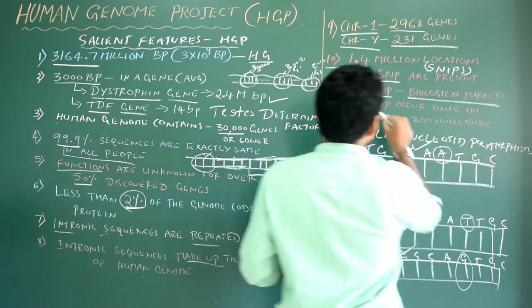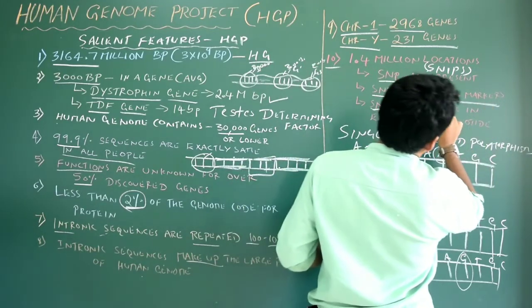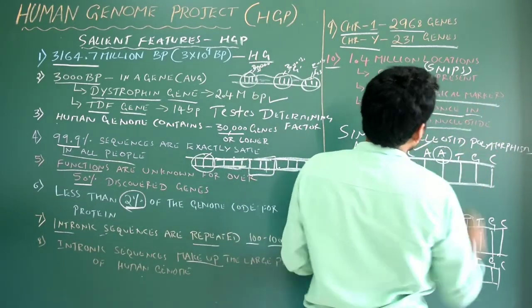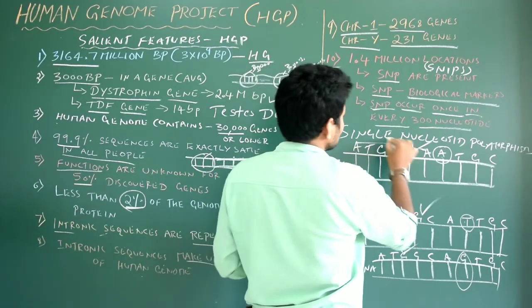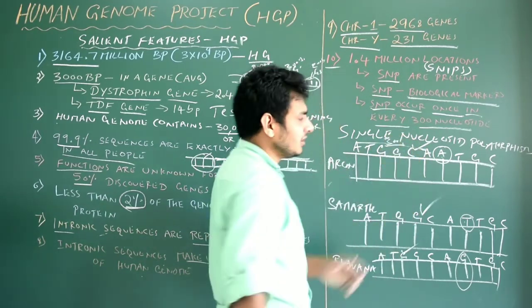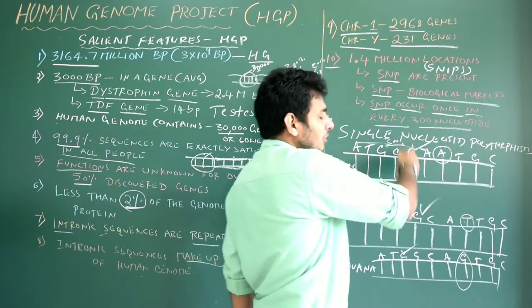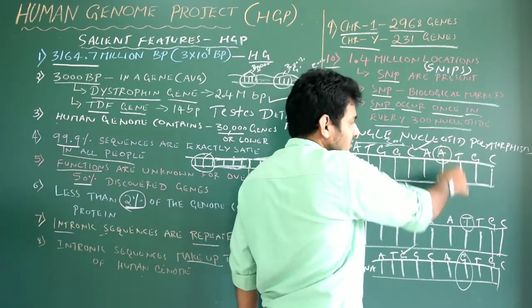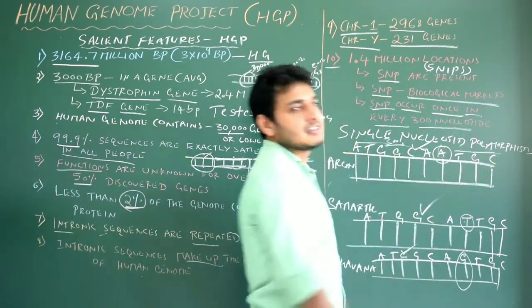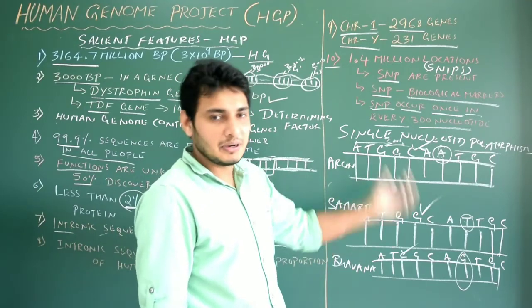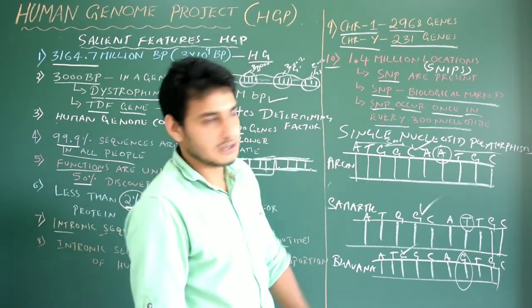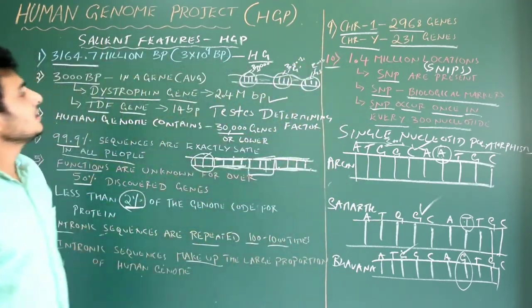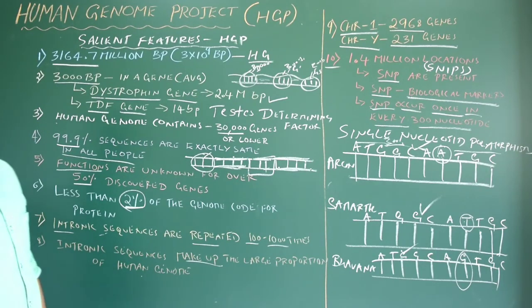Biological markers. SNPs occur once in every 300 nucleotides. Let us consider the total number of nucleotides, 300 are there. After the completion of 300 nucleotides, you see an SNP. Again 300 nucleotides, and again an SNP is repeated like that. So they repeat once in every 300 nucleotides. That's all from this concept, the salient features of the Human Genome Project. I hope you understood this.